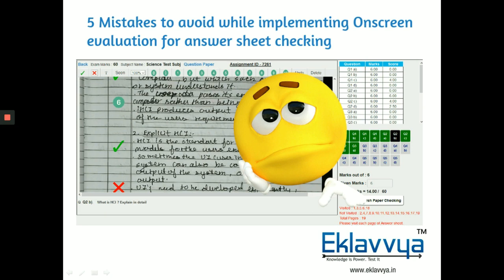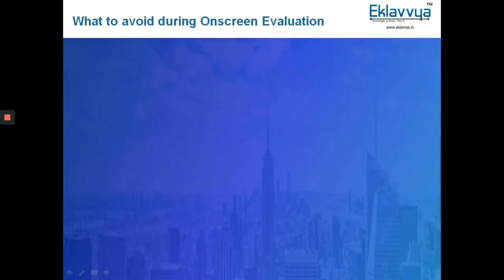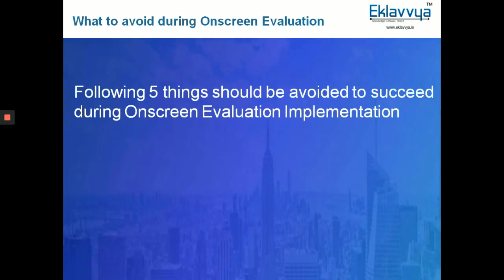Lack of training or hands-on exposure about on-screen evaluation system can hamper progress and overall evaluation process for the education institute or university. Following are some of the key mistakes which should be avoided if you wish to make on-screen evaluation implementation a success for your education institution.